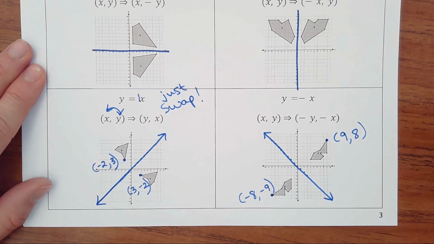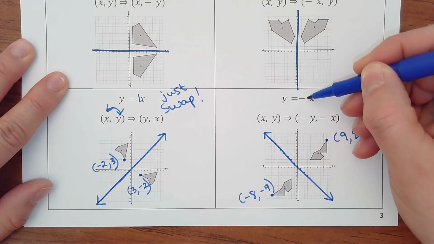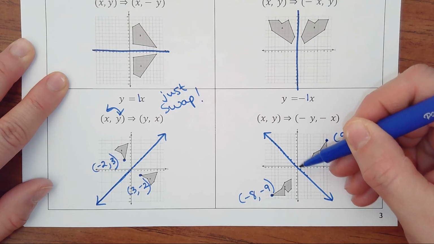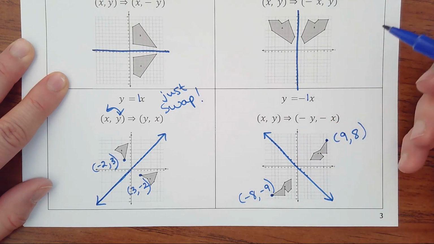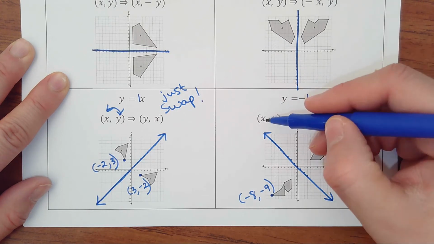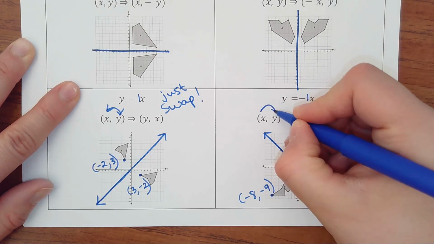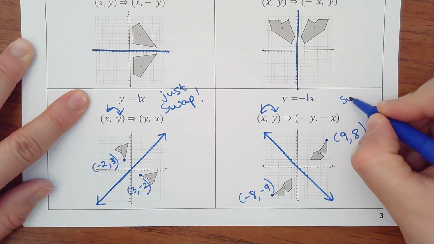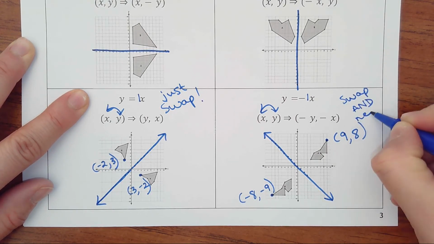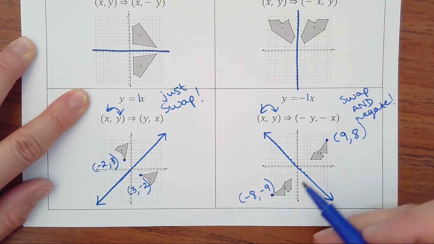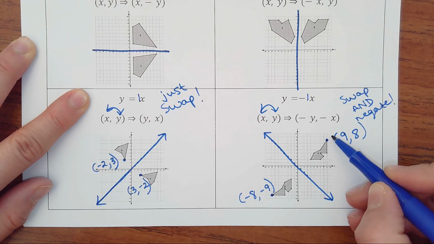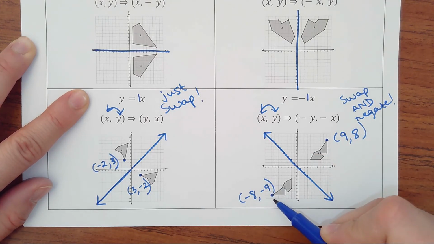And then the last one is over the line y equals -x. That's y equals -1x plus 0. So it still goes through the origin and goes down 1, right 1. Has a negative slope. And then this time, see I get confused, you swap and negate. So swap and negate. And so I picked this point on the very tip of the shape. This is at (9, 8), so now it becomes (-8, -9).